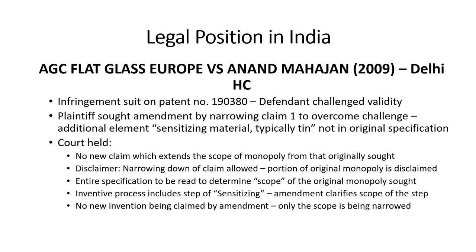The court, however, said that narrowing down of a particular claim is always allowed because by way of narrowing down, the person is trying to disclaim a particular portion of the original monopoly that he was trying to claim. But now by way of narrowing down the claim, that particular portion is being disclaimed. And this is what is meant by disclaimer that exists in Section 59.